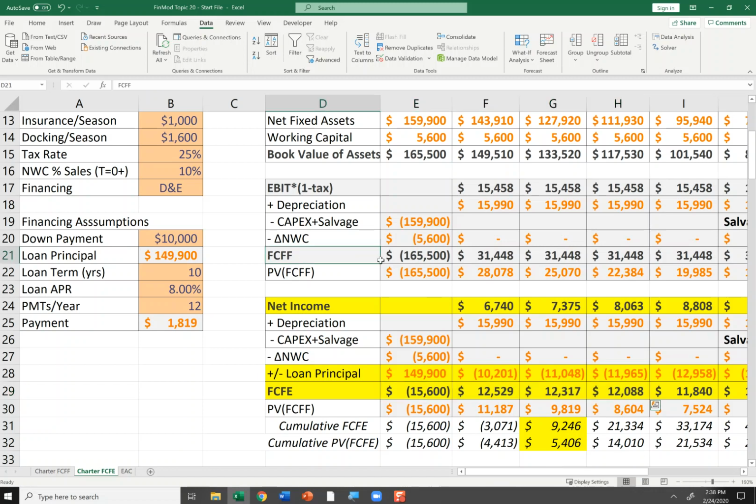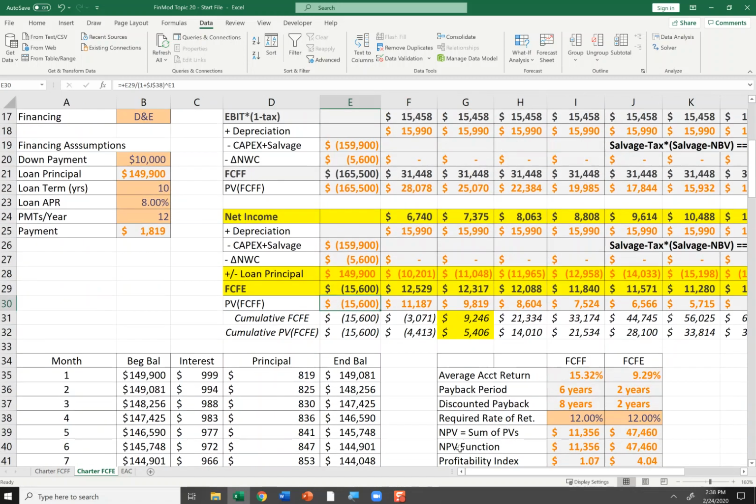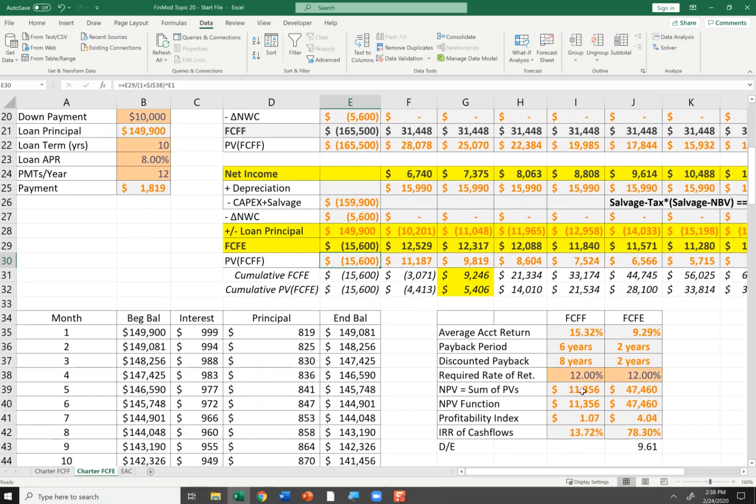If we compare free cash flows to the firm right here with free cash flows to equity, you can see what's happening is with a loan, I'm putting less money out today, but then I'm earning less and less cash in the future as I'm paying off interest and paying down the loan. I can now calculate the NPV of that new project. Well, I can calculate all my measures using FCFE.